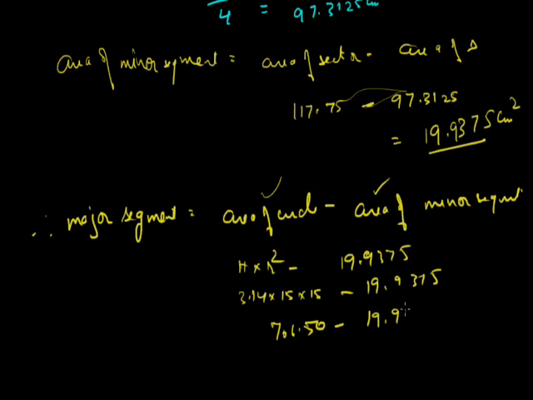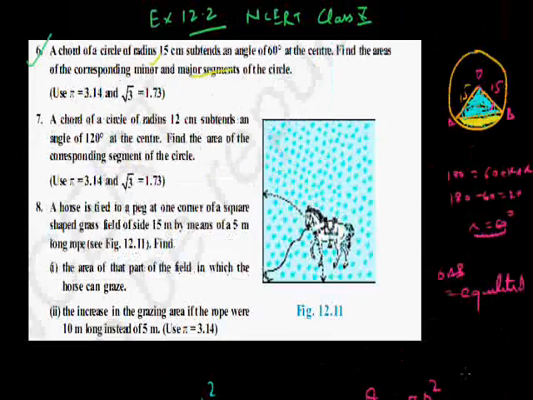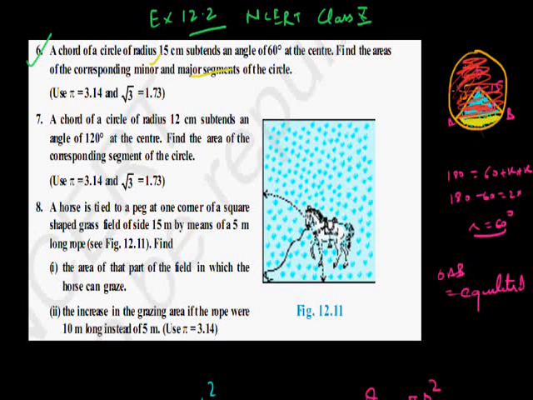minus 19.937, which comes out to be 686.562 centimeter square. Now this is the area of the major segment. That means the remaining part, which is this part. Now we have divided the circle into two parts, major segment and minor segment. Now we know the area of this minor segment as well as the major segment. If we add these, we get the area of the circle also.